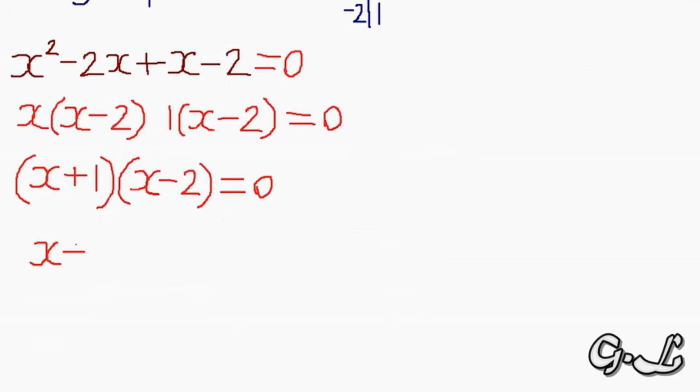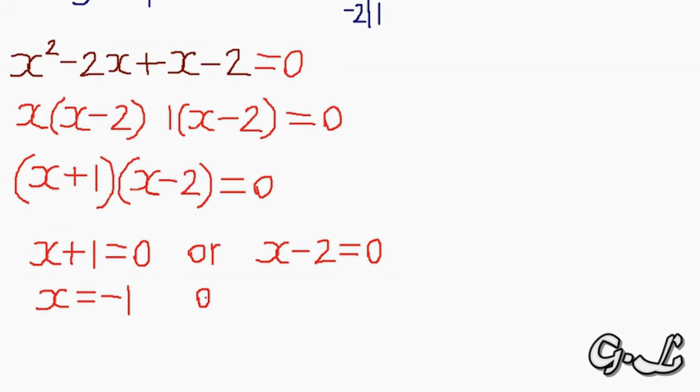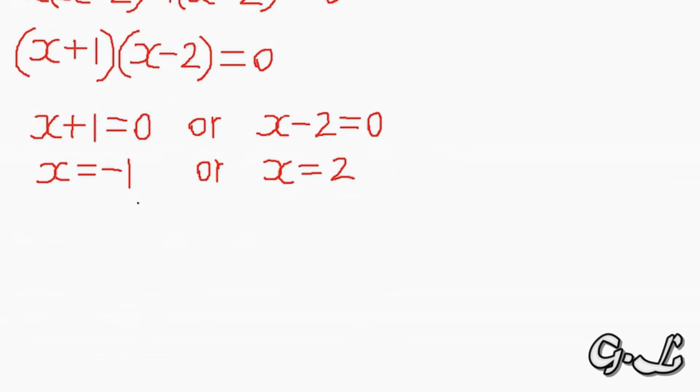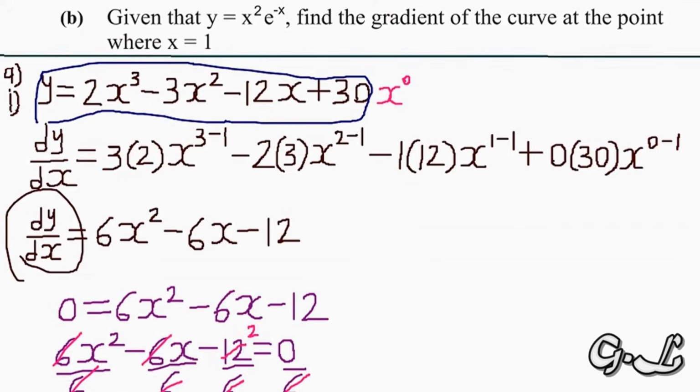The next thing that we're going to do is solve for the values of x. The way we're going to find the values of x is that we say x plus 1 is equal to 0, or x minus 2 is equal to 0. When you make x the subject, it will be x is equal to -1 or x is equal to +2. Those are the values of x that we have.